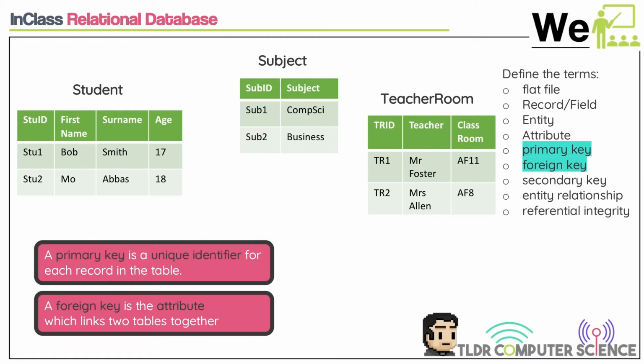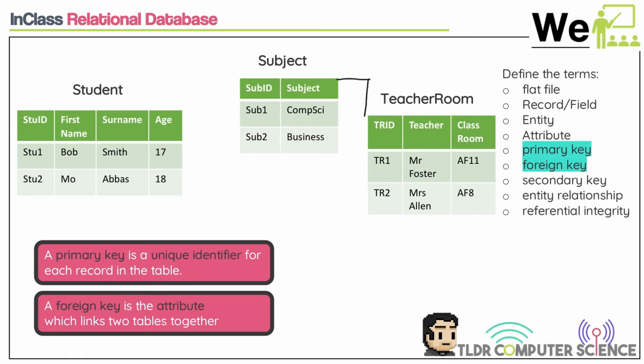Can you please write down the definition for foreign key? And then we're going to have to think about how we're going to do that. Now, what you might think is that we could move StuID in here. So we could have StuID exist as an additional field in subject.